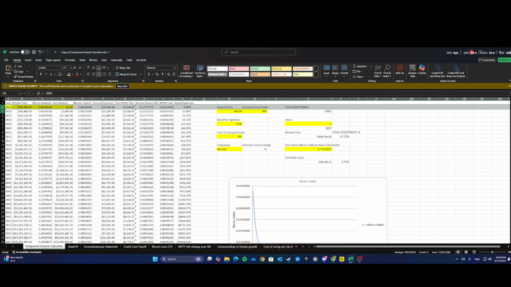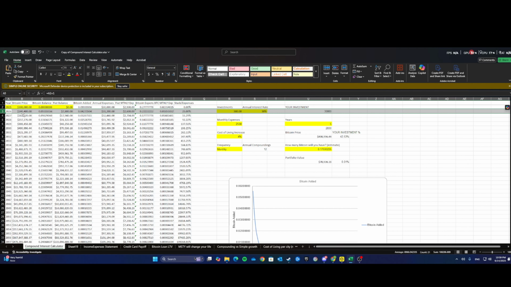So going into 2026, boom, now Bitcoin's gone up to 140,000. Your Bitcoin balance is increased from what you put in for the last year total. Your fiat balance is increased by this much. Your Bitcoin added, you're here now. Your annual expenses have gone up. Fiat monthly expenses have gone up, because they will continue to go up as inflation rises, based off of the cost of living increase.